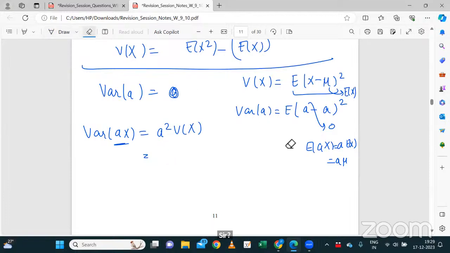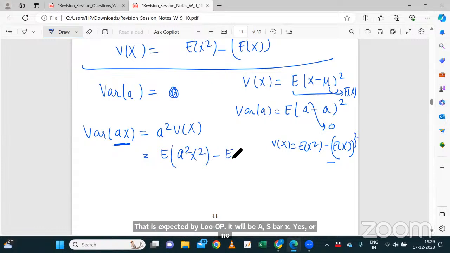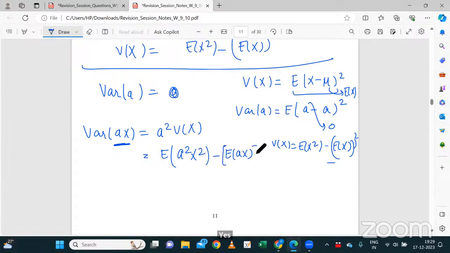What is the variance formula? Variance of x is nothing but expected value of x square minus expected value of x whole square, right? Instead of x I have ax, that means the expected value of it will be a square x square, minus expected value of ax whole square. Correct. Now a square I can take outside.